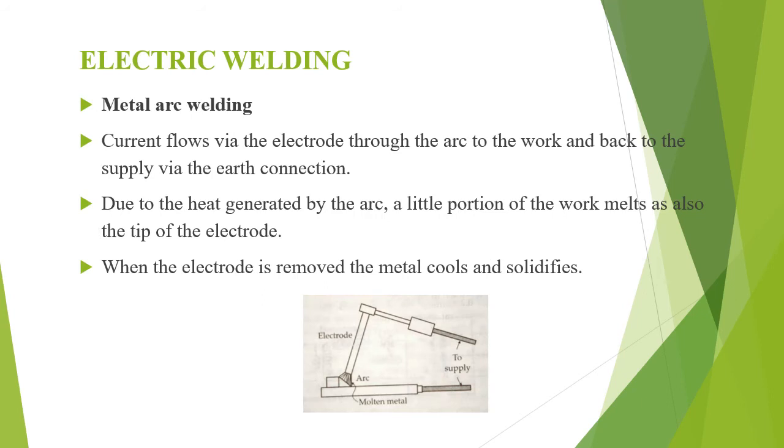Metal arc welding. The figure shows the setup for metal arc welding. Current flows via the electrode through the arc to the workpiece and back to the supply via the earth connection. Due to the heat produced by the arc, a small portion of the work metal melts and also the tip of the electrode. When the electrode is removed, the metal cools and then solidifies.